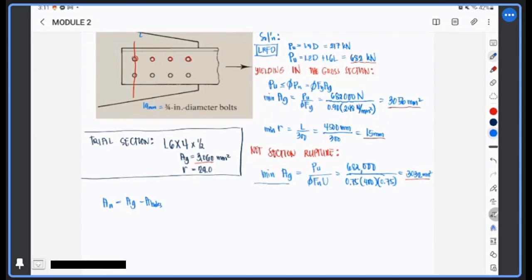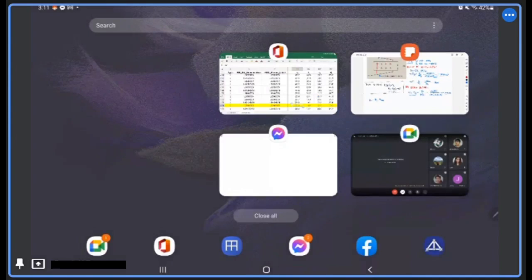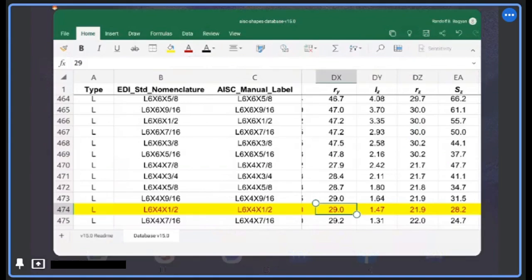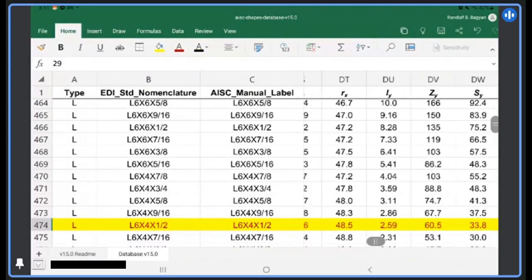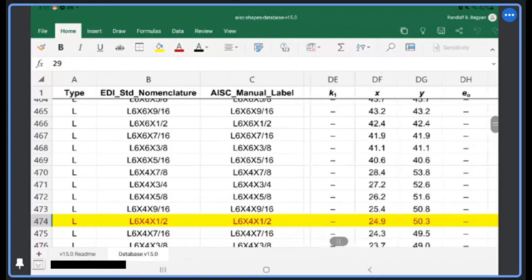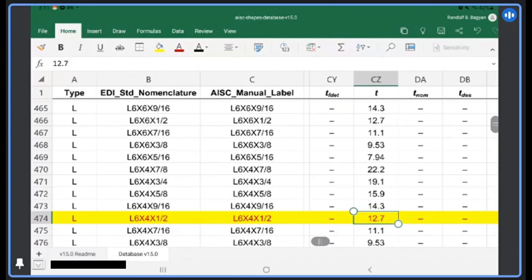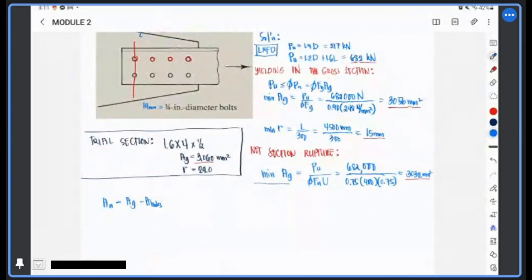Alright, so for L6 by 4 by 1/2 we also have to get the properties. But we already have the gross area and the thickness. What's the thickness? Thickness is equal to 12.7 mm. Okay, so 12.7 is the thickness of this.